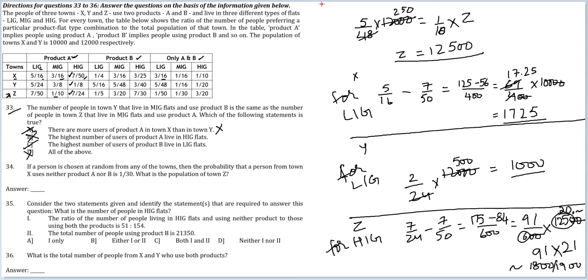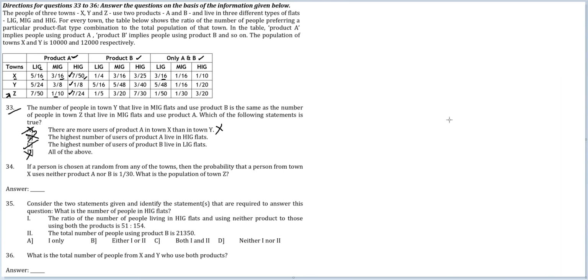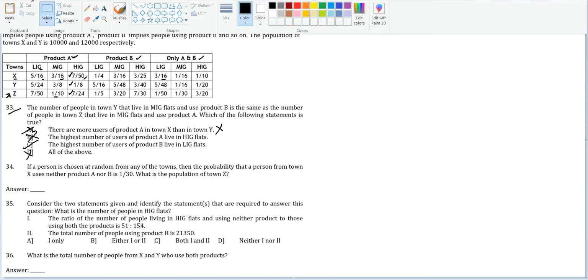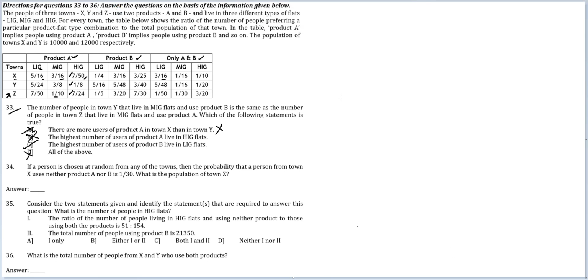If you're somebody who's finicky about, no, I have to check all options to be sure, go ahead, check. You will still find C to be correct. The processing would be identical. What we just did for A for LIG and HIG, you do that for B. For which one is better? I think MIG would be better to compare with HIG.